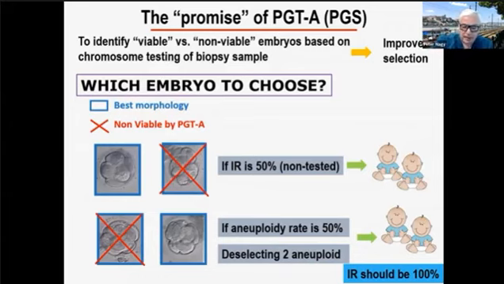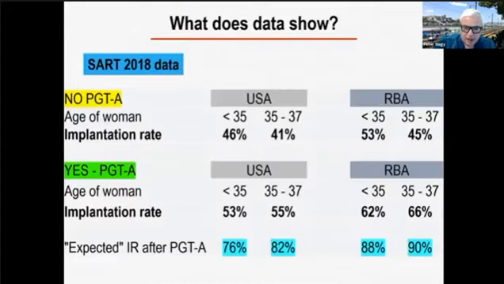And that's where the efficiency of PGTA comes from: you are creating a selection by removing the non-euploid embryos, and then you don't waste time and money on those transfers. However, the question is what the data show.